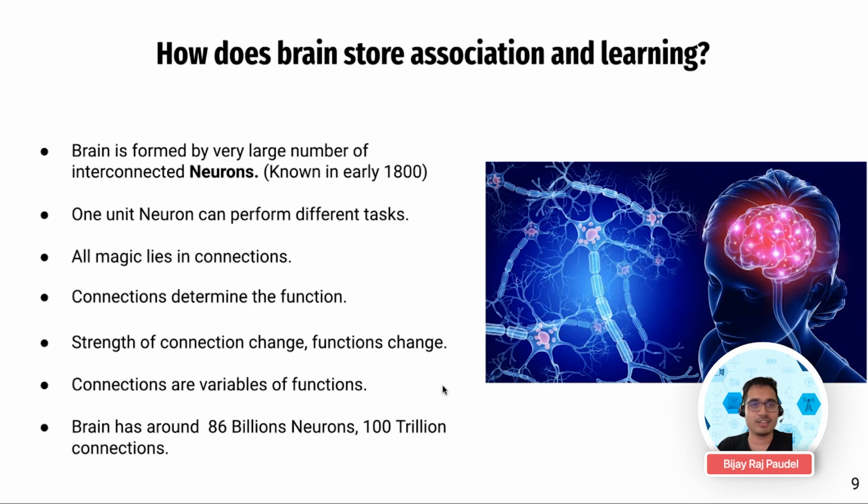In the early 1800s, it was known that the brain is formed by a very large number of interconnected neurons. Why the early 1800s? Because the microscopes were strong enough in the 1800s that we could slice the brain, look into the brain, and see all the interconnected cells, or neurons. That is how we knew the brain had lots of interconnection. But the most interesting and puzzling thing was that all the interconnected neurons were a single type of unit. They were not different. Everything was the same, but they performed different tasks.